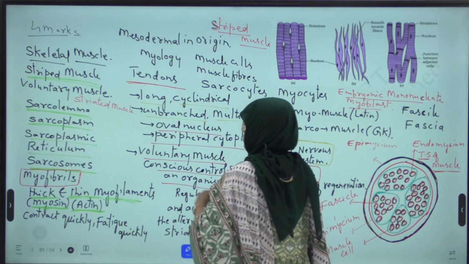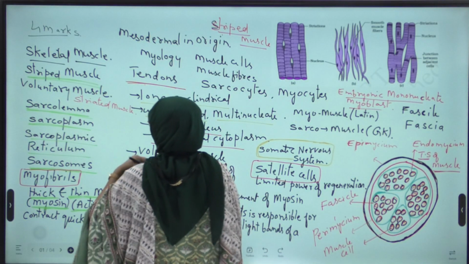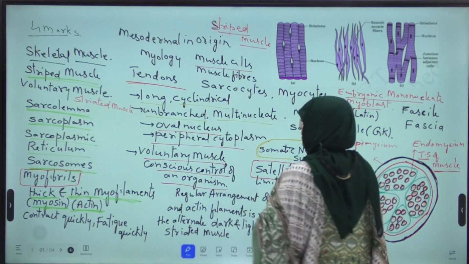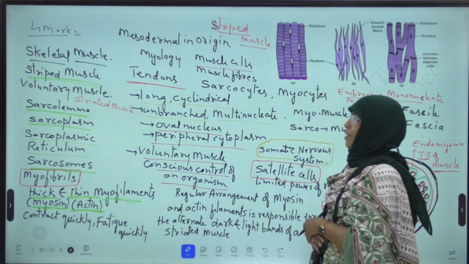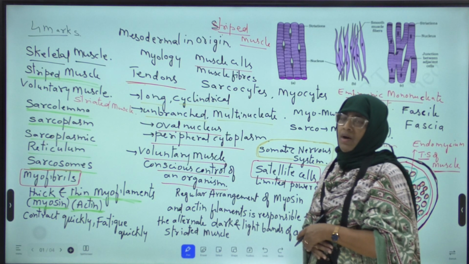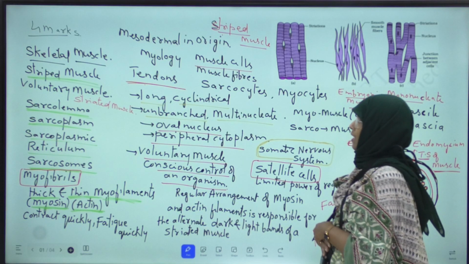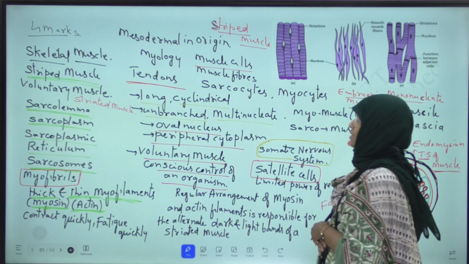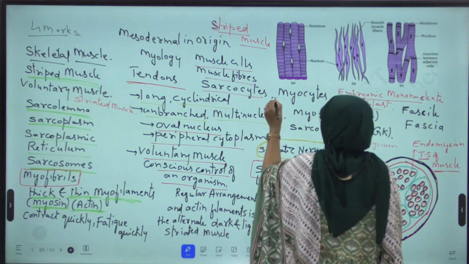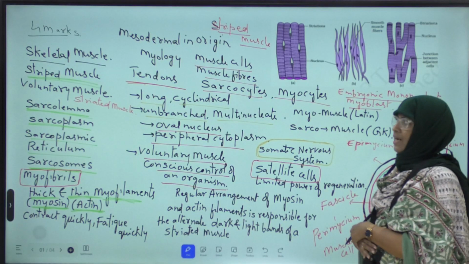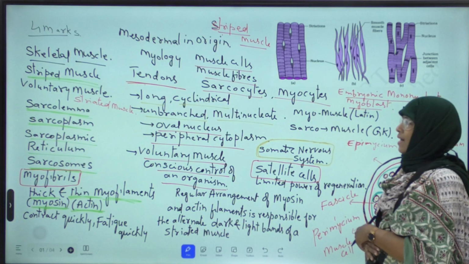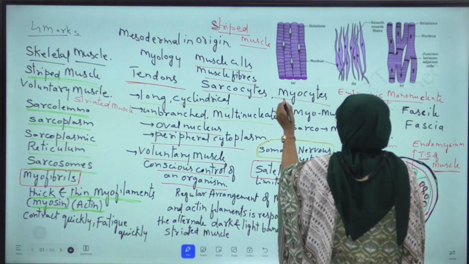Next, the skeletal muscle is made up of many muscle cells. These muscle cells are otherwise called muscle fibers. What are the other names of the skeletal muscle cells? Muscle fibers, or sarcocytes, or myocytes.